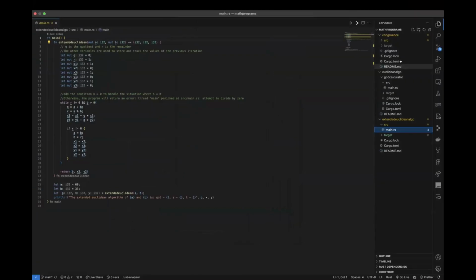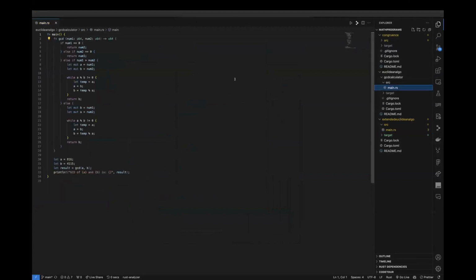I'm going to start with the Euclidean algorithm. This one was fairly simple for me to implement, so I'll just take you through it. Our function is supposed to take in two numbers, A and B, and it's returning the GCD of the two numbers.